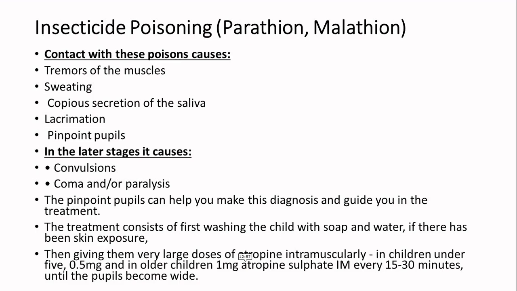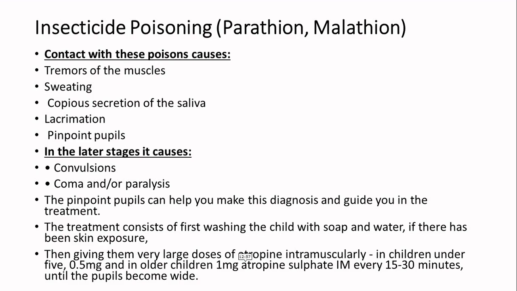Treatment consists of first washing the child with soap and water if they had skin exposure. Then you give large doses of atropine IM. In children under 5, we give 0.5 milligrams. In older children, you give 1 milligram. I used to see this question as we were revising our past papers. So for children under 5, you give 0.5 mg; in older children, 1 mg. Give atropine sulfate IM every 15 to 30 minutes until the pupils dilate. Didn't we talk about lacrimation? Contact with the poisons may cause lacrimation.